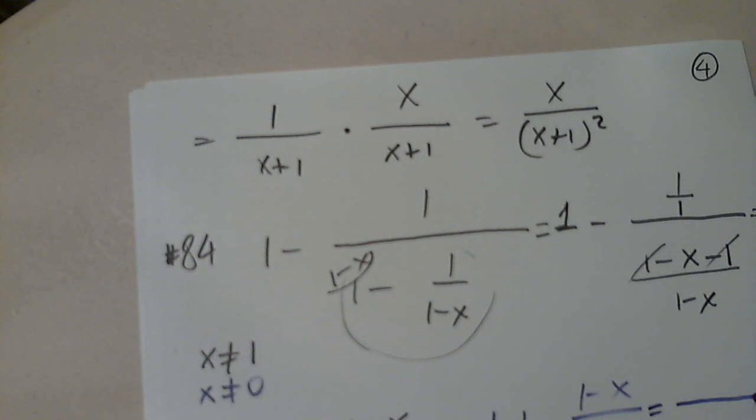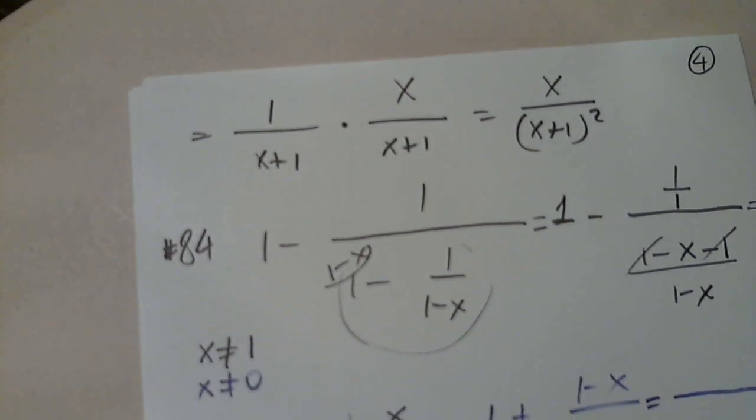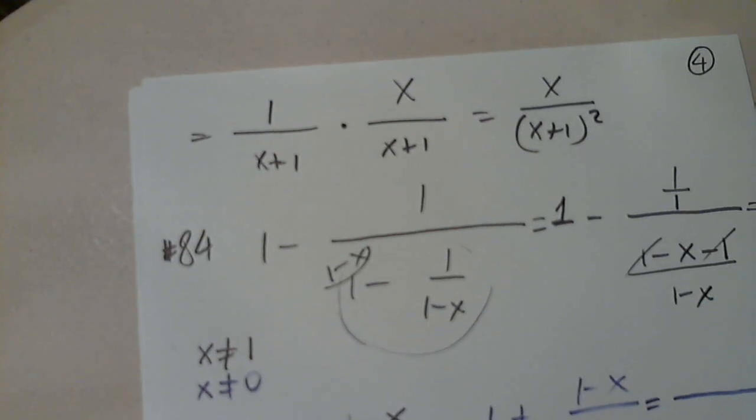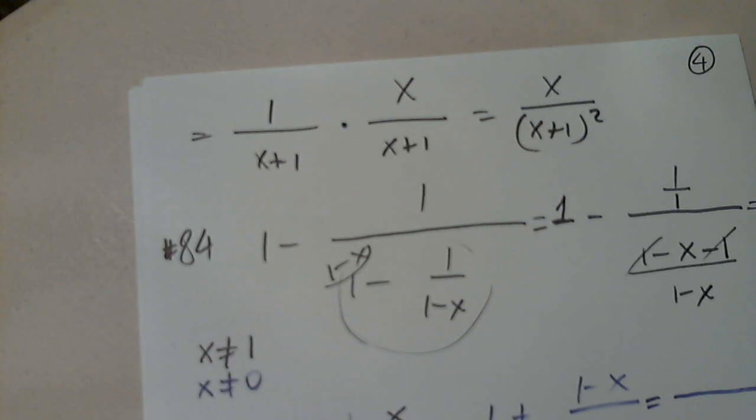Now I need the least common denominator again. Is the distributing necessary? Or can I just leave it? I don't want negative denominators. I wouldn't say it's absolutely necessary. It makes your life easier. Very good question. Very good question.